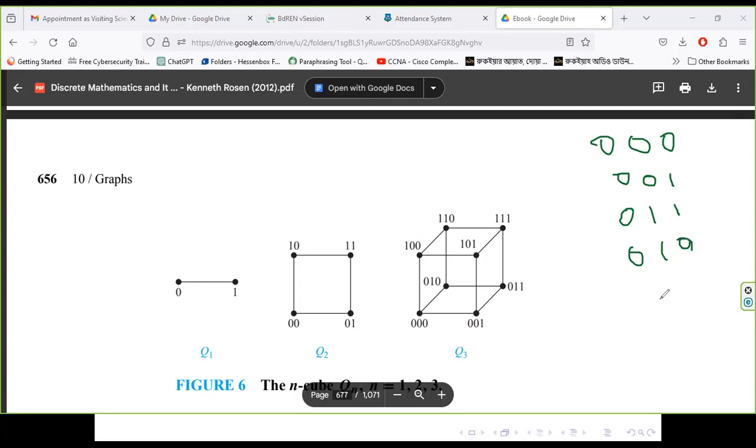Then the next bit will be... okay. This is how you need to find out total 8 values and mention like this way, only one bit will be changed. You need to find out these 8 values. Then 8 values need to be placed in a cube. Do you know how to place the cube?